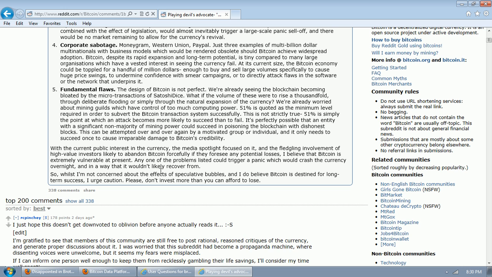With the current public interest in the currency, the media spotlight focused on it, the fledgling involvement of high-value investors likely to abandon Bitcoin forcefully if they foresee any potential losses, I believe that Bitcoin is extremely vulnerable at present. Any one of these problems listed could trigger a panic, which would crash the currency overnight and in a way it wouldn't likely recover from. So whilst I'm not concerned about the effects of speculative bubbles, and I do believe Bitcoin is destined for long-term success, I urge caution. Please don't invest more than you can afford to lose.